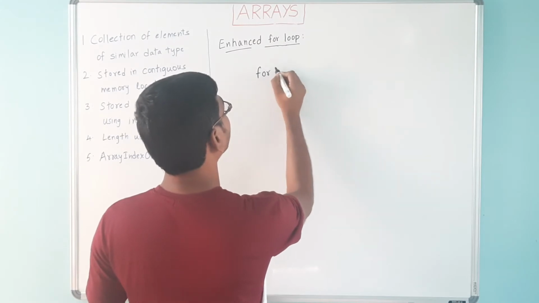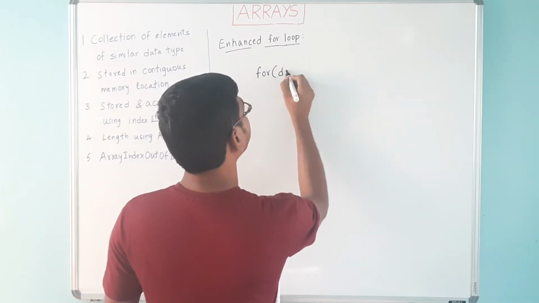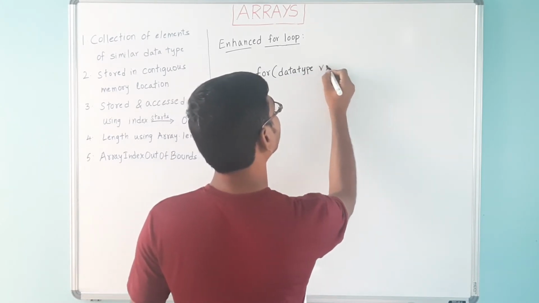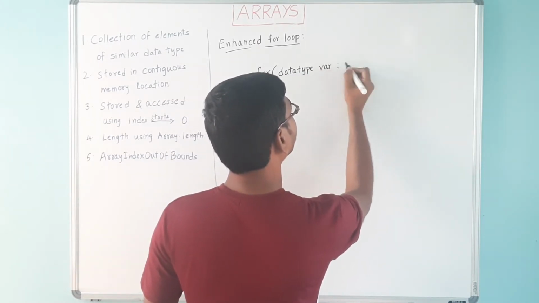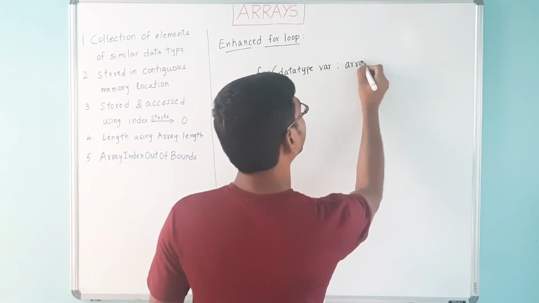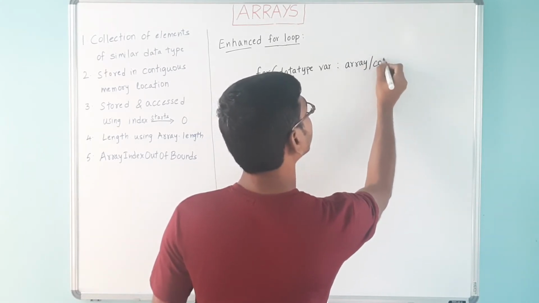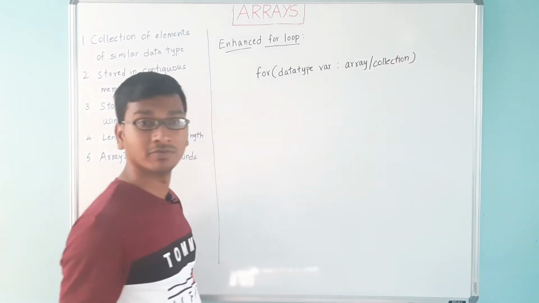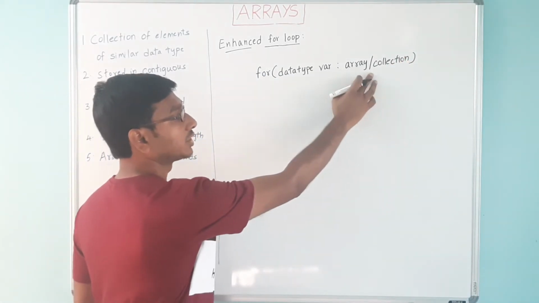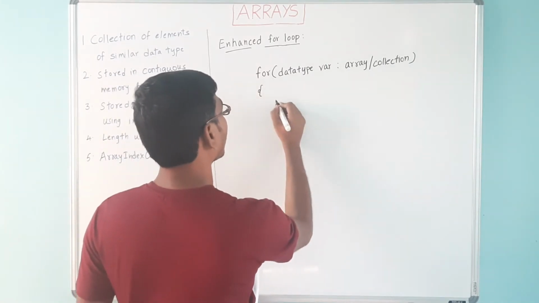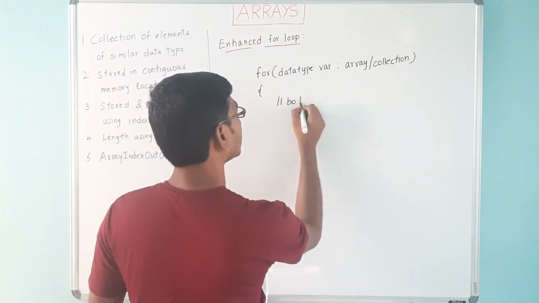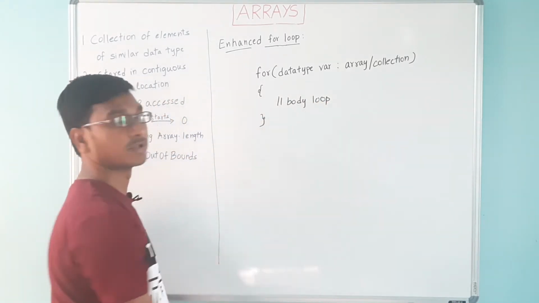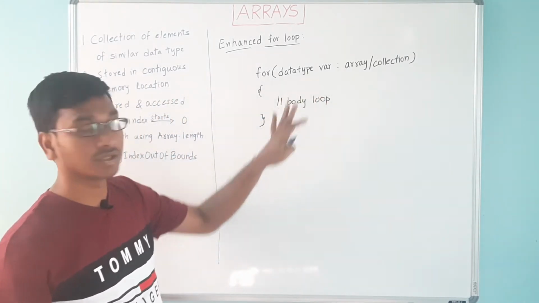For, data type, variable name, colon, here it can be an array or it can be a collection as well. We are going to discuss collections in the coming videos. For now, just think of it as an array here, and here we can have the loop body. We can have something written here inside the loop. So this is the syntax of the enhanced for loop.